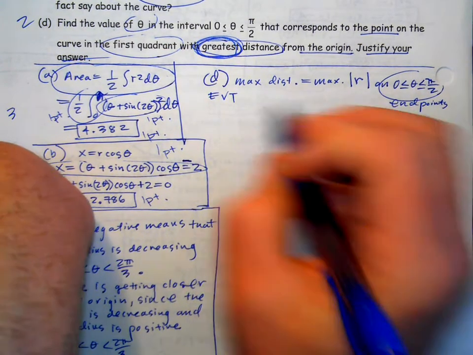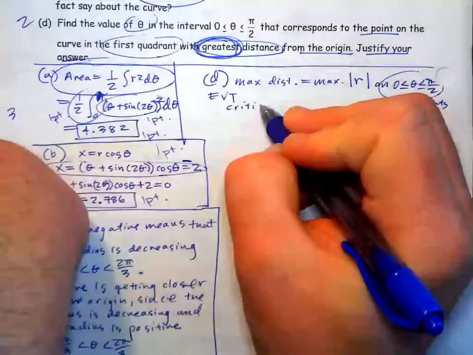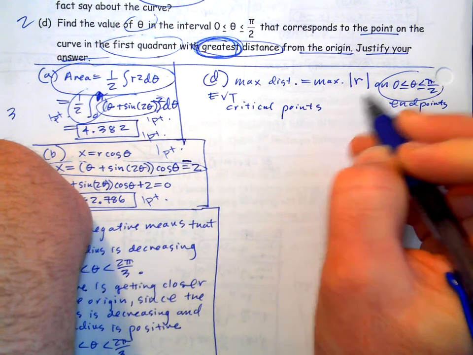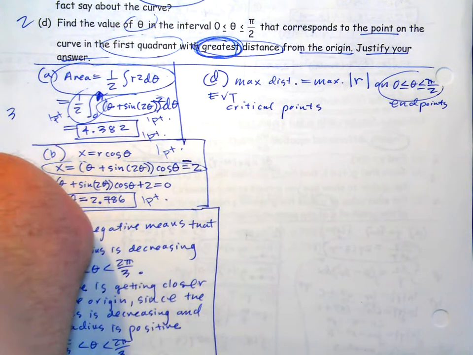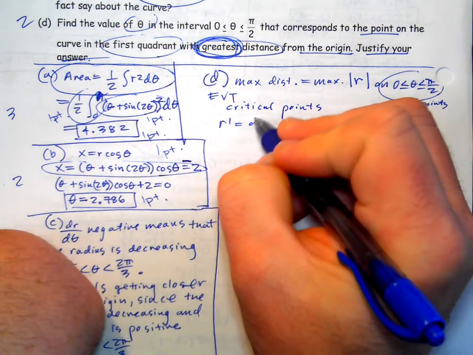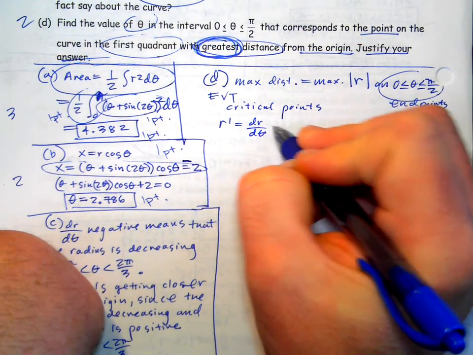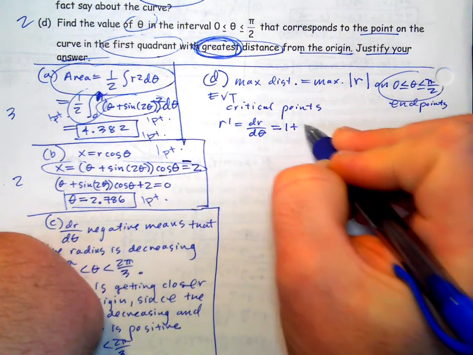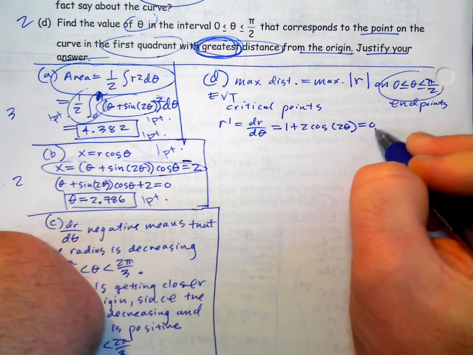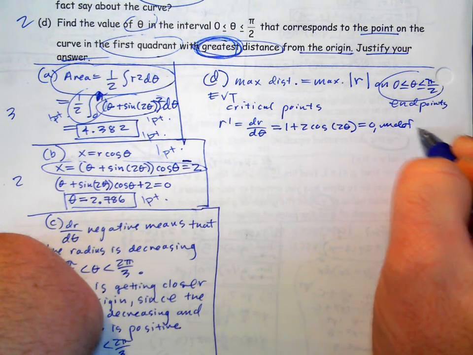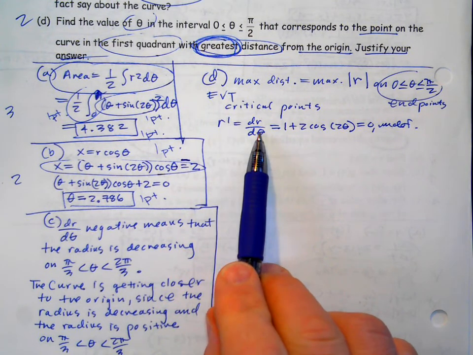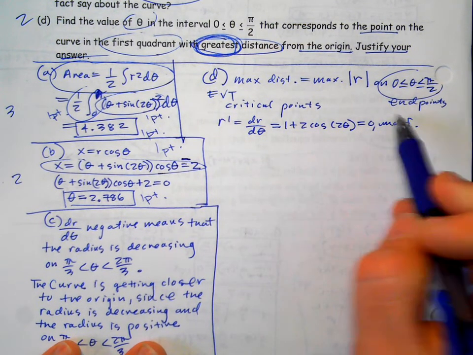So we have endpoints. We need critical points. Critical points happen when we find the derivative of r. So r prime is dr d theta, which they gave us, and even if they didn't, we could have figured it out pretty easily. We want to set it equal to 0 or undefined. That's how we find critical points. This is all stuff you need to write. You need to write dr d theta, you don't need to have the r prime, and you've got to have the equals 0 or undefined.